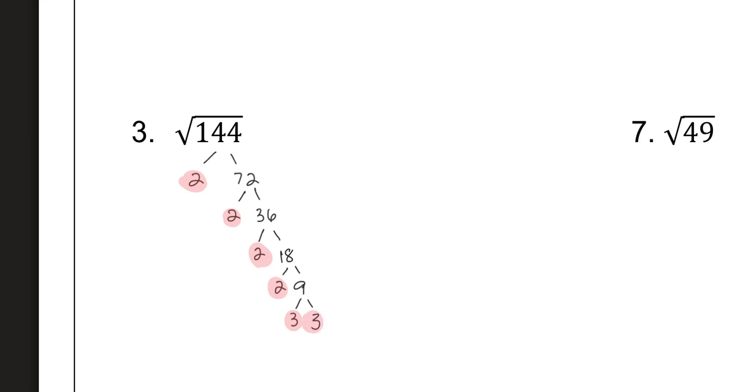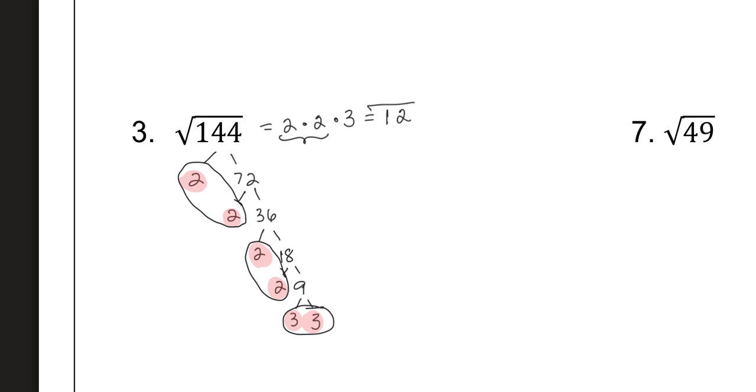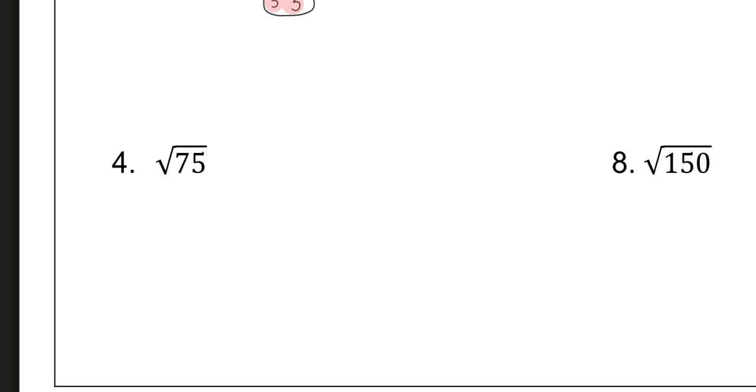Once we have those primes, we look to see what pairs we have. I have a pair of 2s here, so I get one 2 outside. A pair of 2s here gives me another 2. And then a pair of 3s gives me a 3. 2 times 2 is 4. 4 times 3 is 12. And same thing, check on your calculator. The square root of 144 is 12.